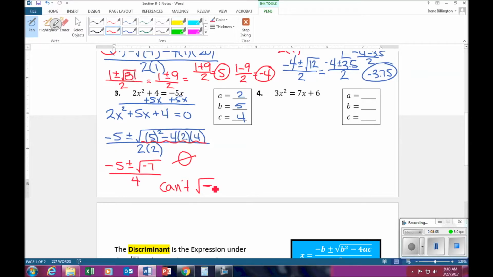And last problem, we have 3x squared equals 7x plus 6. The equation has to equal 0. I am going to go ahead and subtract the 3x squared from each side. So I have 0 on the left here, and I have negative 3x squared plus 7x plus 6. It never matters which side your terms are on, as long as they are all on the same side. So A is negative 3, B is 7, and C is 6.